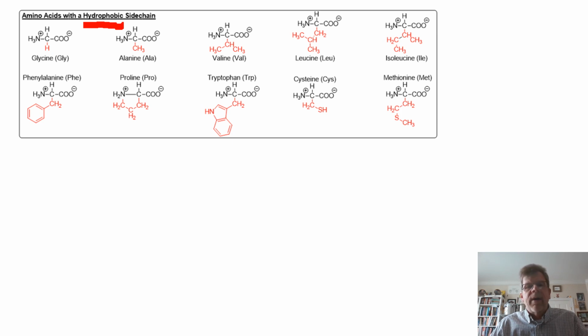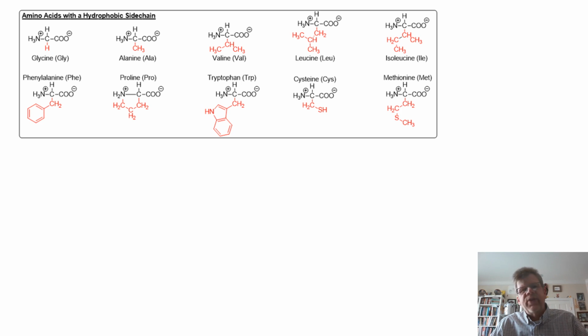It is unlike water. So when we get a completely hydrocarbon side chain on an amino acid, or a mostly hydrocarbon side chain on an amino acid, the amino acid itself is considered to be hydrophobic. And this takes up a full half of our 20 amino acids. 10 of them have a hydrophobic side chain, which we see here.